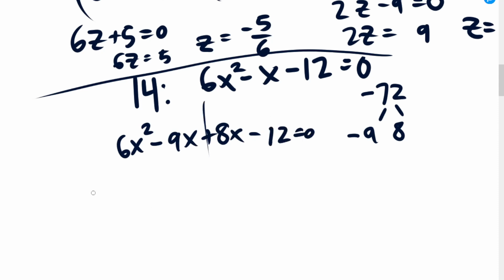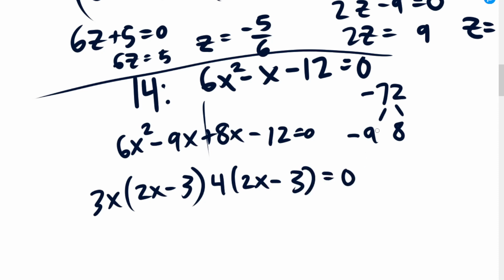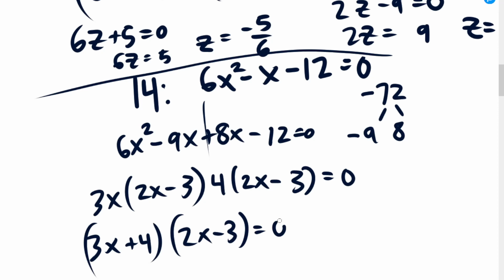Now we can factor by grouping, taking out a 3x here. So 3x, leaving us with 2x minus 3. And then we also can take out a 4 here. So 4, leaving us with 2x minus 3 equals 0. And so now we have 3x plus 4 and 2x minus 3, and these are both equal to 0.